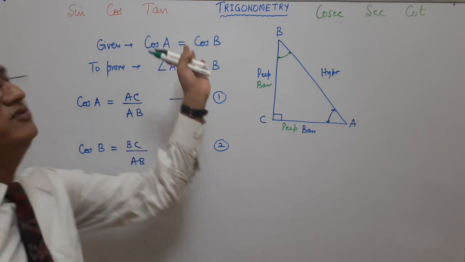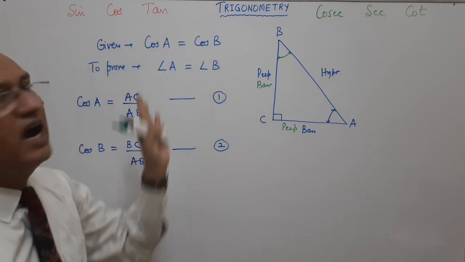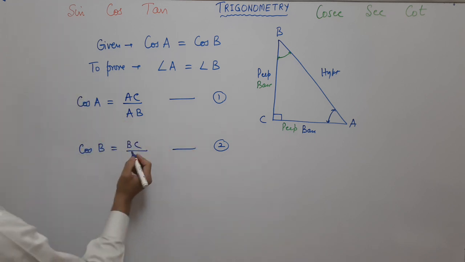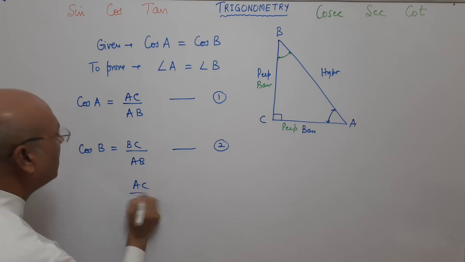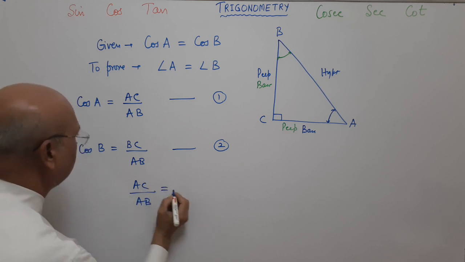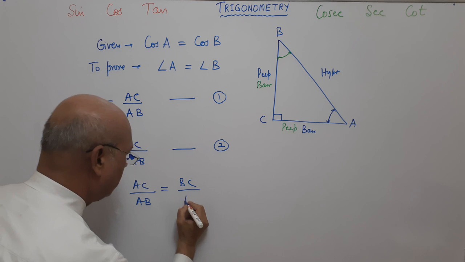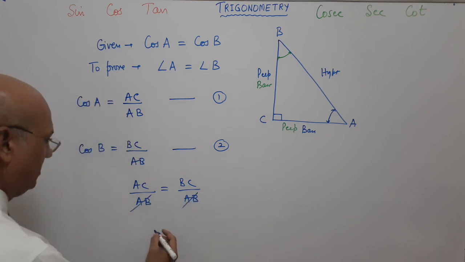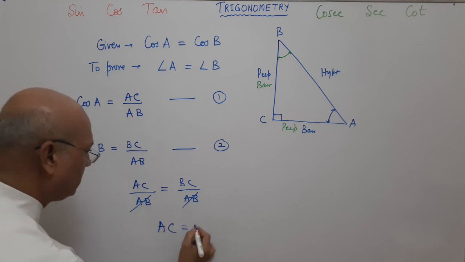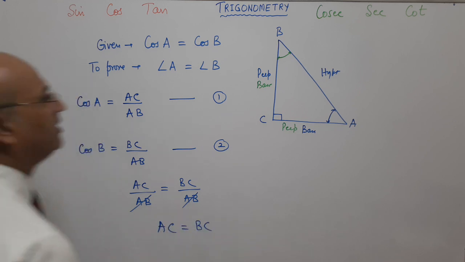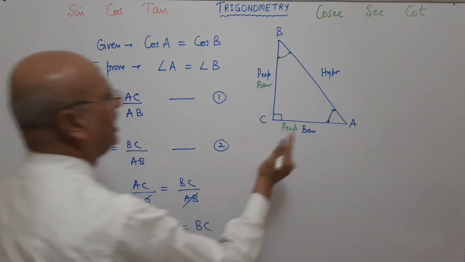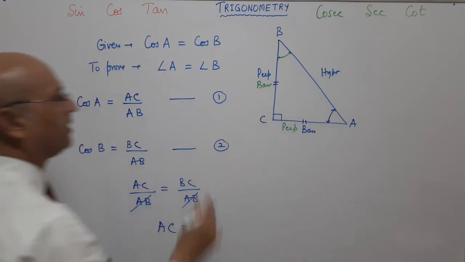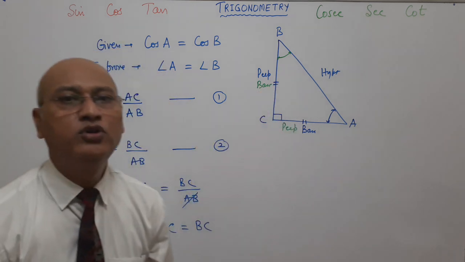Now, if you see at the start of the question, the ratios cos A and cos B are given equal. So, we can equate these two ratios. We can write like this: AC upon AB is equal to BC upon AB. So, we can cancel AB, AB. Finally, we get AC equals BC. Now, see in this triangle, AC this side and BC this side. We got both the sides equal.